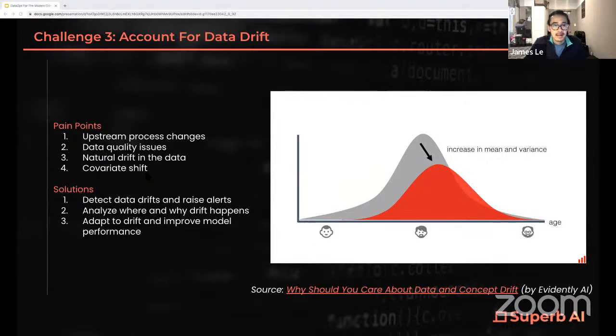And I think that a robust DataOps platform for computer vision should be able to detect data drifts and raise alerts accordingly, analyze where and why the drift happens, and then adapt to drift and improve model performance. And this pain point kind of went back into what I said earlier about observability platforms, right? These companies are building tooling to address this data drift issue. And I think there's a lot of interesting work and technologies that are currently being spun out to address this issue.